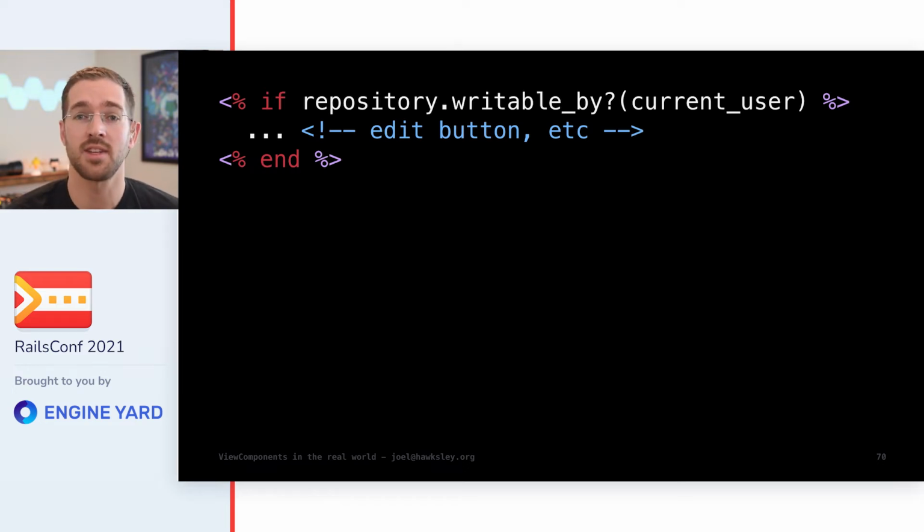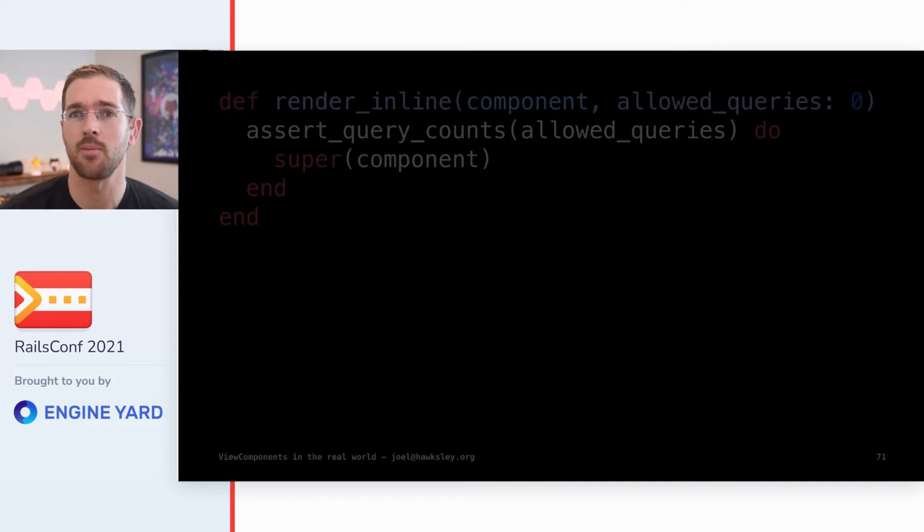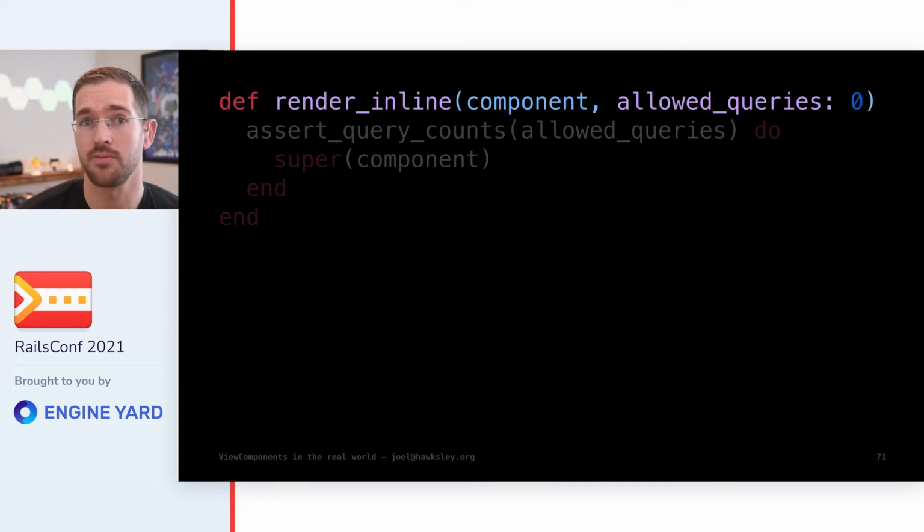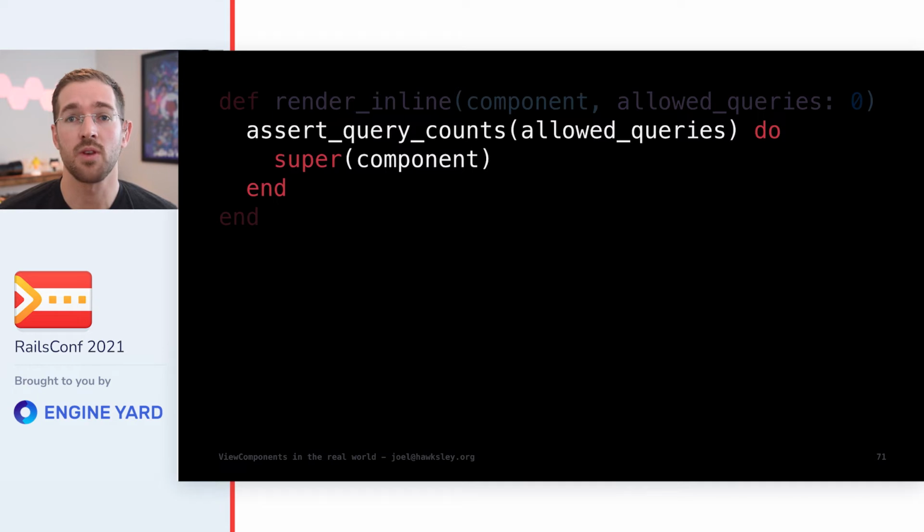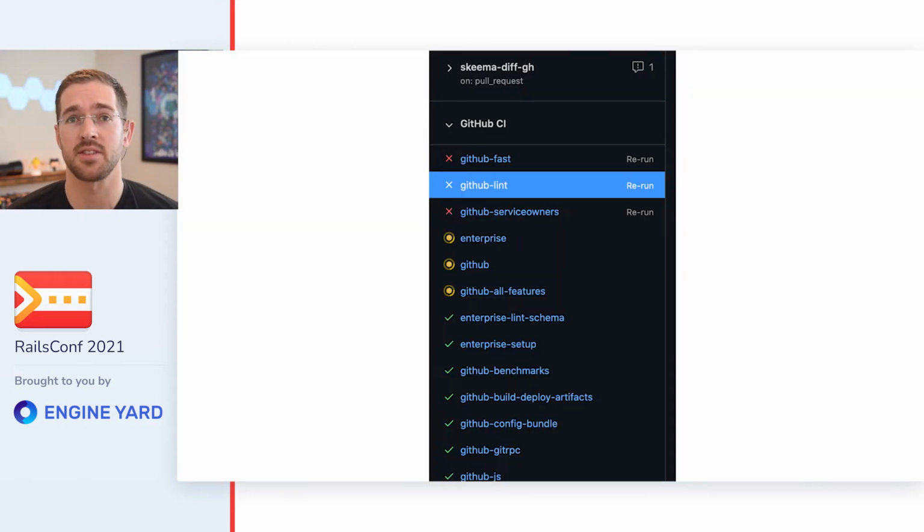So to help developers understand how their view code might interact with the database, we redefined that render inline helper that we use to render view components in unit tests to accept a number of allowed queries, defaulting to 0. So when we render the component, we fail the test if the actual number of queries doesn't match what was expected. And this helper has turned out to be quite educational. It's helped us understand the side effects of our code and prevented the introduction of several N+1 queries. In one recent case on the checks page, this saved over 100 milliseconds of overhead per request.